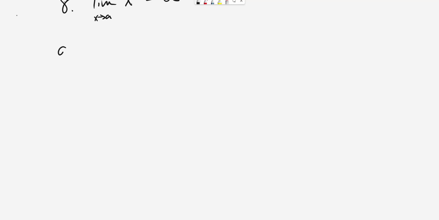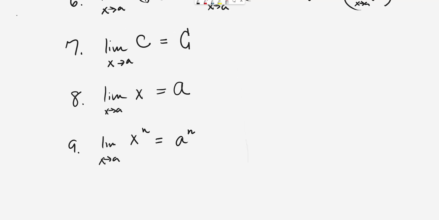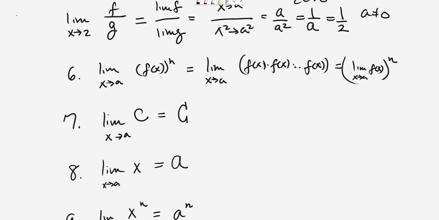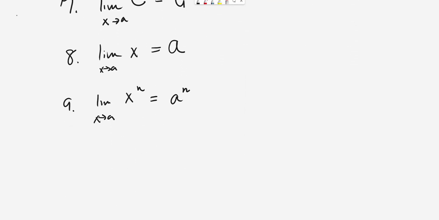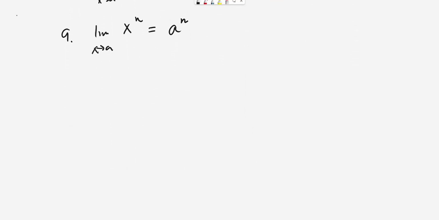We have a ninth law, which is the power law, that the limit when x goes to a of x to the power of n, which is just another case of the sixth law, is equal to a to the power n. So the sixth law, remember, is where we take the limit of x goes to a of f of x to a power of n. So here our f of x is just x. And so that's another obvious example.